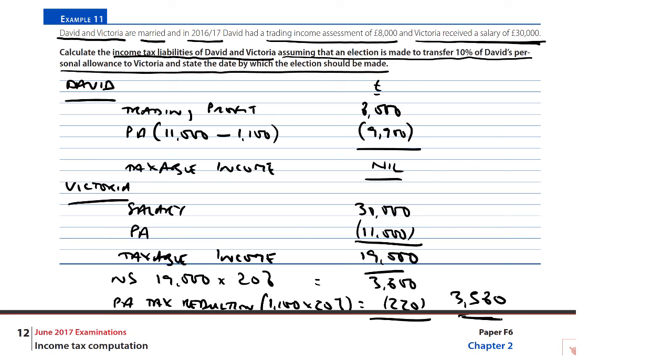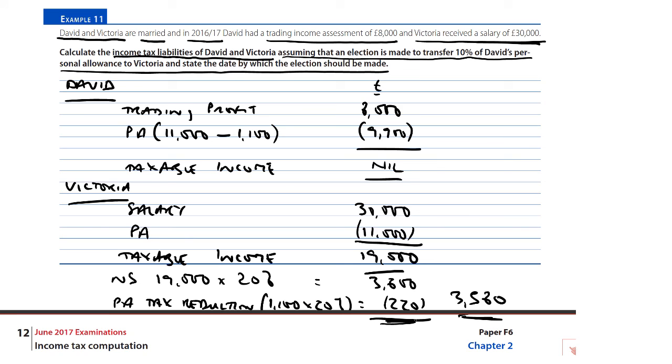That is deducted here, as you can see, in full, because the tax figure from which you're deducting it is well in excess of 220. If, of course, the figure you were deducting it from was less than 220, it would simply give you nil as the tax liability.